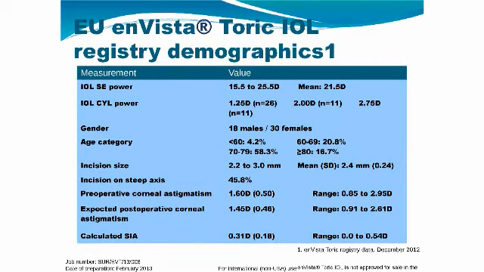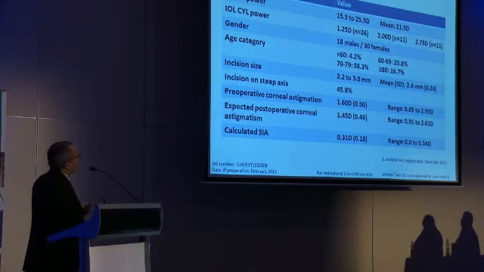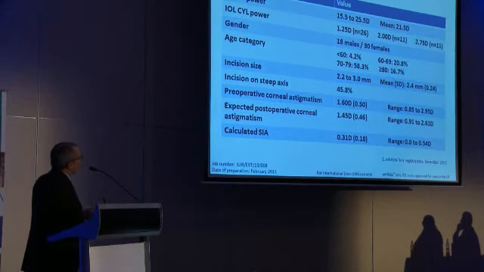The demographics show an IOL power between 15 and 25 diopters. The cylinder power: half of the cylinders were 1.25, and then the other quarter were 2 and 2.75. Females were double the males. In the age category, more than 50% are between 70 and 79 years old.